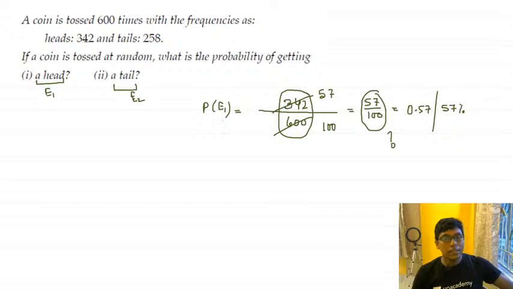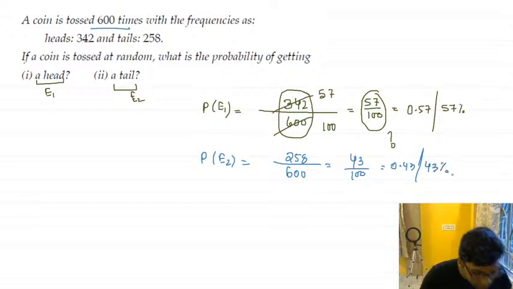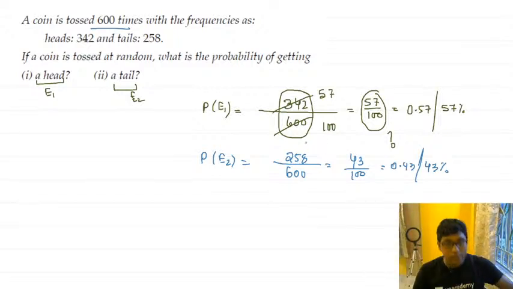So this is called experimental probability, because we have done an experiment, that is we have done this thing 600 times, we got head 342 times and tail 258 times, and based on that we are saying the probability of getting head is 342 by 600. That's called experimental probability. So what will be the probability of getting tail? For E2, the number of times the event happened is 258 out of 600, right? If I simplify, it will be 43 by 100, or 0.43 or 43%. So this is what it is. Clear?